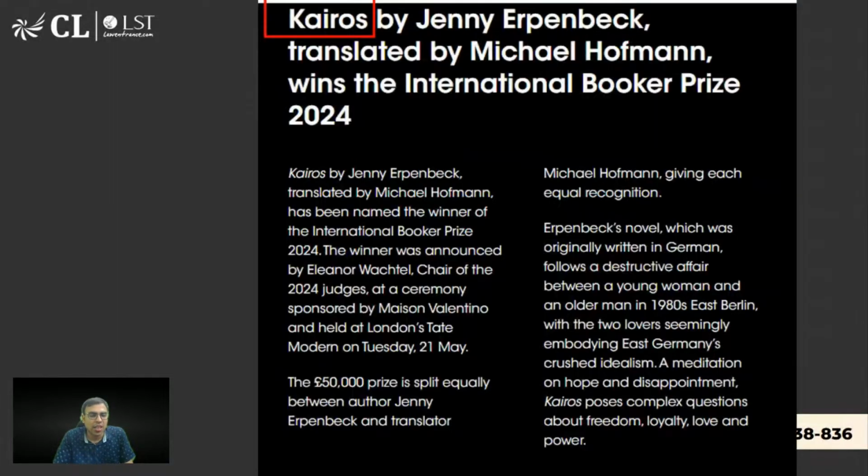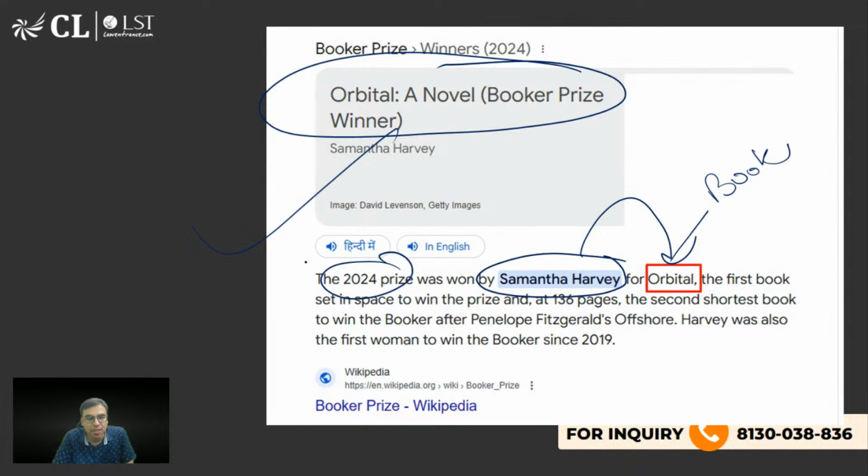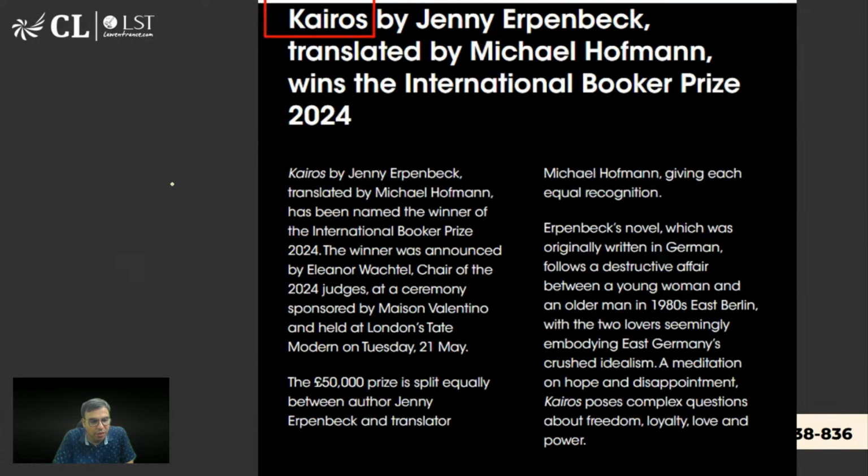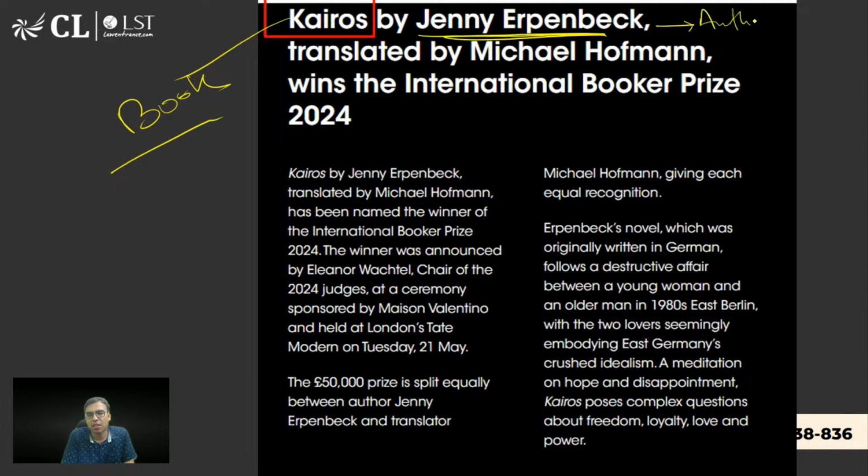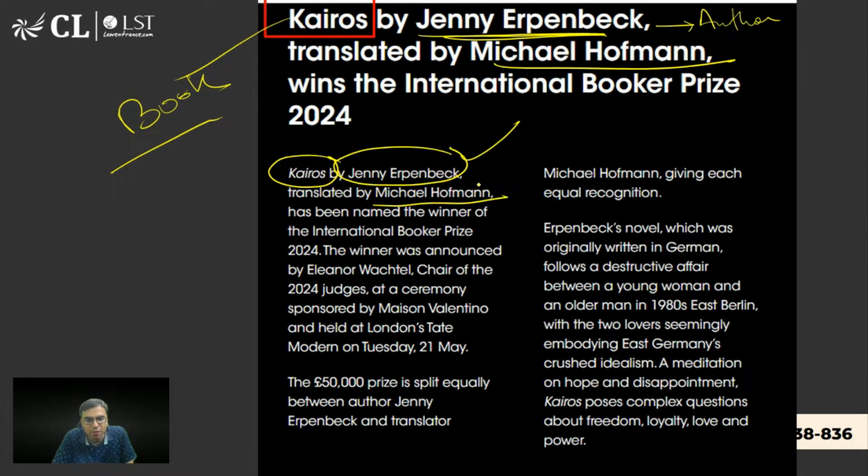Now, the International Booker Prize. So this was Booker Prize, and International Booker Prize 2024 was given to the book Kairos. This is the name of the book. Author's name is Jenny Erpenbach and translated by Michael Hoffman. Kairos by Jenny Erpenbach, translated by Michael Hoffman. That is what you should be knowing about.